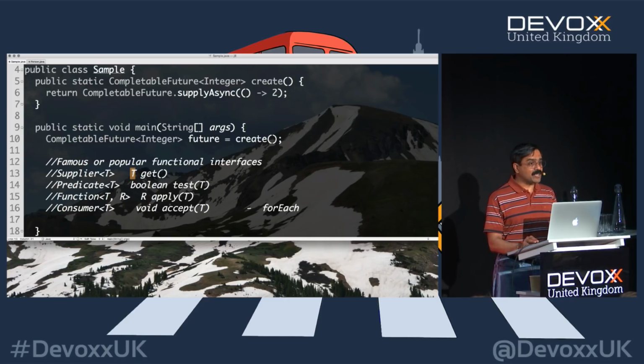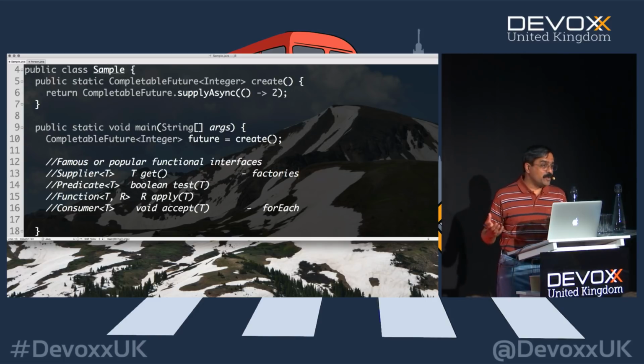I say it's like the mother's love. You always get something from mother, but never does she want anything back from you. So that is basically a supplier. You see this in factories in general. Wherever you want to create an object, you end up using the supplier. That's where you use this.